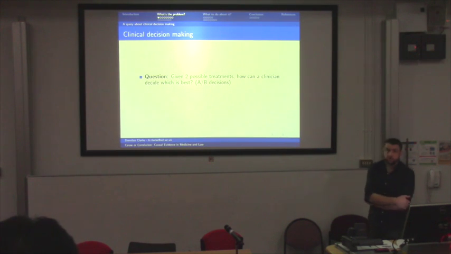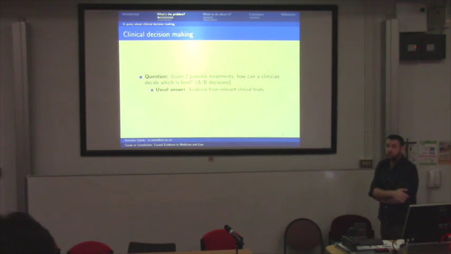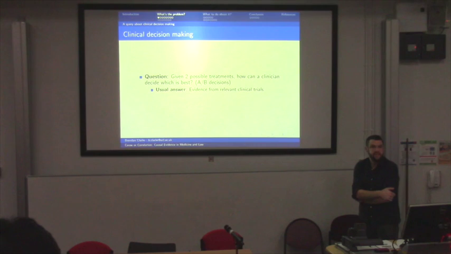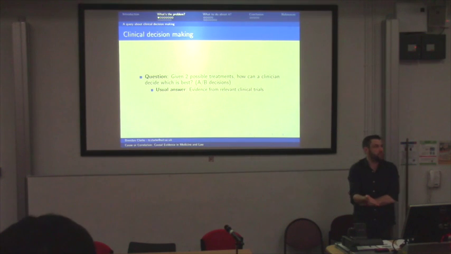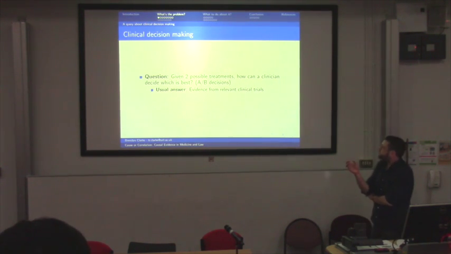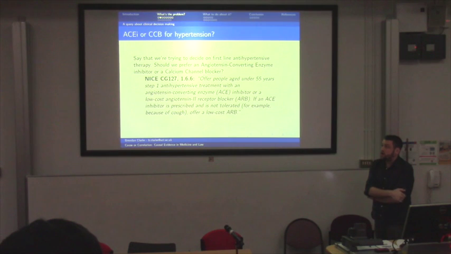Well, the usual simple answer is that you look for relevant clinical trials. And what you'd ideally like to find, right, is some nice clinical trial that directly compares A and B in some relevant population. Does that make sense? Nice examples of this kind of thing, well, I think that the example that we're usually thinking of here is something like the kinds of ways that you prescribe for high blood pressure.